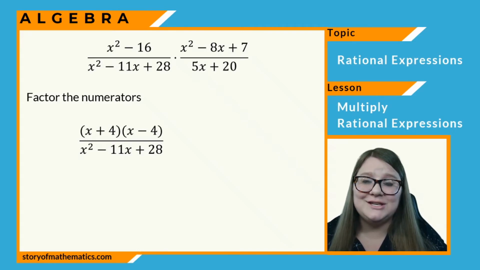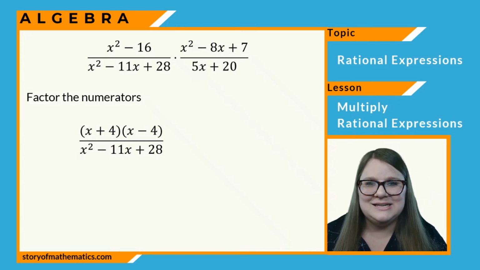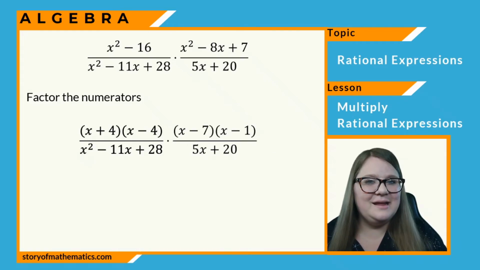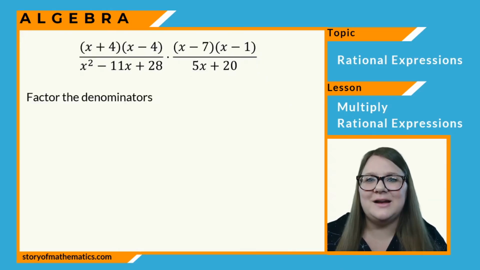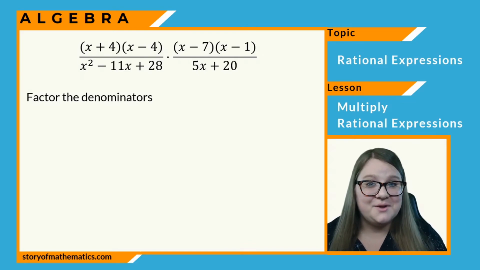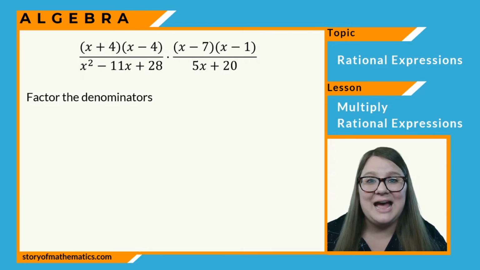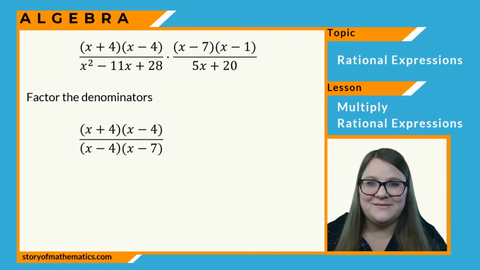Looking at the second fraction, I need to find two numbers that multiply to 7 and add to negative 8. That's going to be minus 7 and minus 1. Now that I factored my numerators, I can move on to factoring my denominators. Looking at the first fraction, I need to find two numbers that multiply to 28 and add to negative 11. Those two values are going to be minus 4 and minus 7.